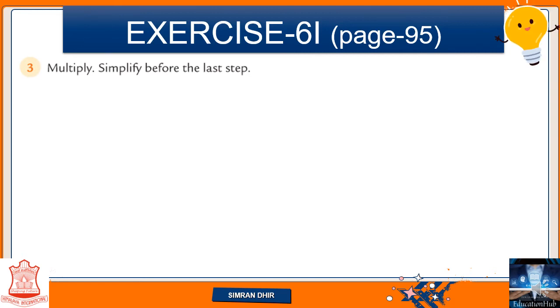Multiply and simplify before the last step. That means we need to simplify before the last step now. A part is 5 by 12 into 7 by 10. So now we can clearly see 7 and 12 are not multiples, but 5 and 10 are multiples, right? So what we can do, 5 1 times is 5, 5 2 times is 10. So we have cut out the numerator and denominator, remember this. Now we don't have any multiples among the four. So what we are going to do, 1 into 7 divided by 12 into 2, that is 7 by 24 is the answer.